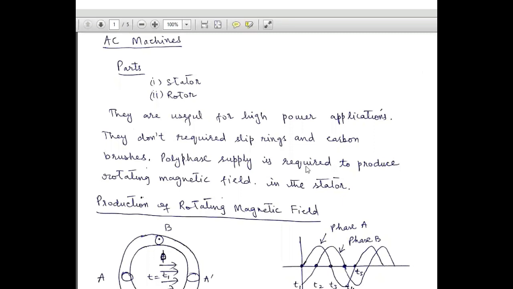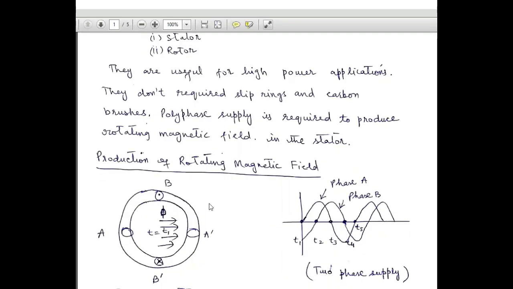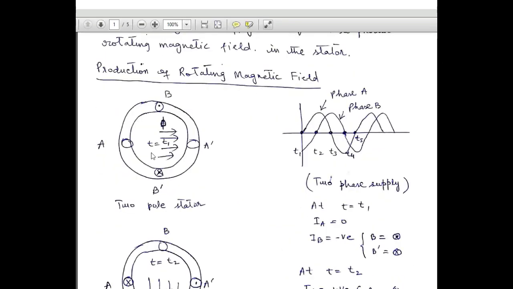And a polyphase supply is required to produce a revolving magnetic field in the stator, and the production of the revolving magnetic field can be understood by considering these figures. This is a cross-sectional view of a stator, and this is a two-phase stator, and we can see that the first phase AA dash is shown, and the second phase BB dash is shown, whose axis is at right angle to the phase AA dash.